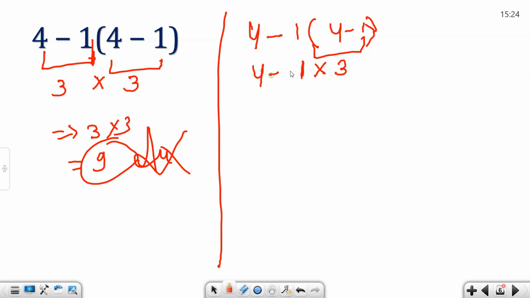Then we take that result and multiply it by 1. This gives us 4 minus 3. Finally, when we calculate 4 minus 3, it equals 1. This is definitely the right answer.